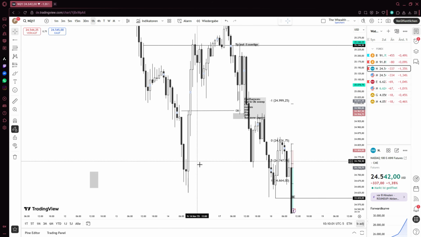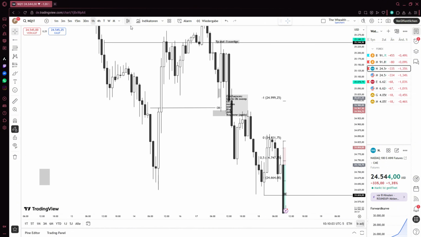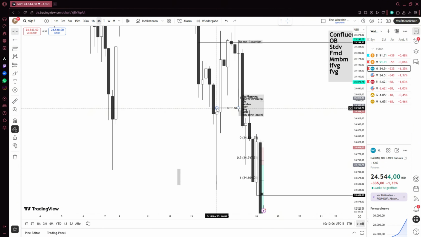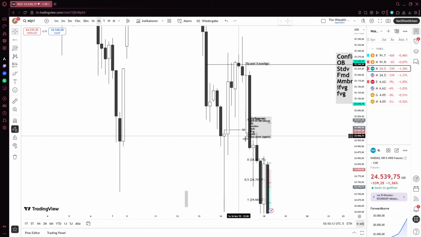In the hourly chart, it looks a little bit better. We tap into this order block, this candle which swept the liquidity down here. This is the order block which formed. We tap in perfectly after sweeping this high. Obviously, we get a reaction down.